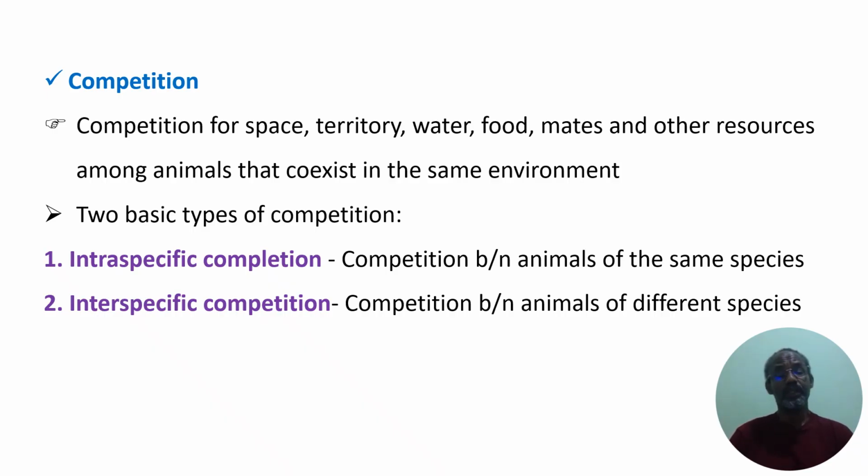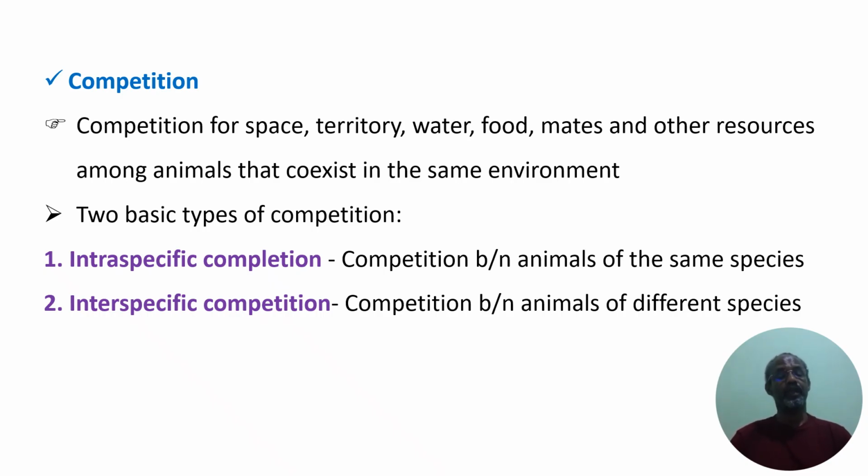Why? The same species have the same niche. Everything they do is the same. They have exactly the same needs: the animal they want to eat, if they are predators, and all the reproductive behaviors. So it is intra-specific competition between animals of the same species.